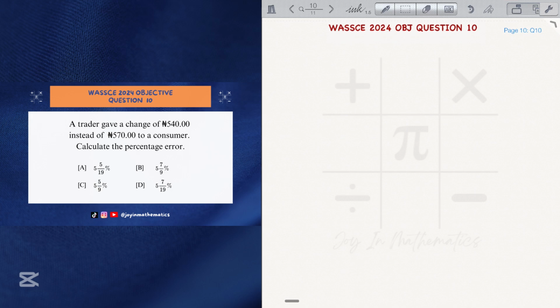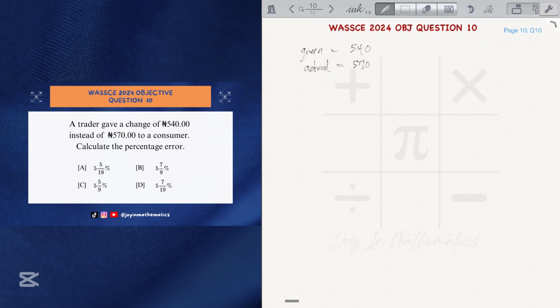So we have WAEC 2024 objective question number 10. We are asked to find the percentage error, and the question says a trader gave a change of 540 naira instead of 570 naira to a consumer. Find the percentage error. Now, the given change is equal to 540 naira, and the actual change was meant to be 570 naira.